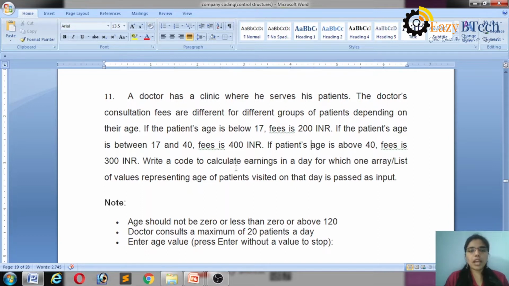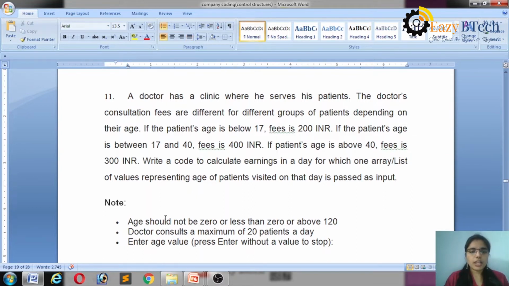Write a code to calculate earnings in a day for which an array or list of values representing age of patients visited on that day is passed as input. Okay, so it is an example program for list concept. So here some rules are there.